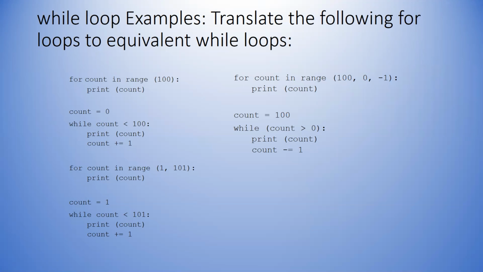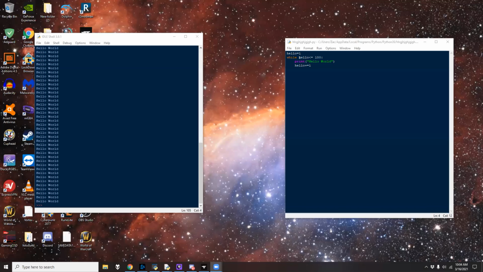How about this? You print out hello world 100 times using a while loop. Okay, I will let you do that. Print out hello world 100 times using a while loop. Okay, I'm going to pause recording. I will give you 5 minutes.